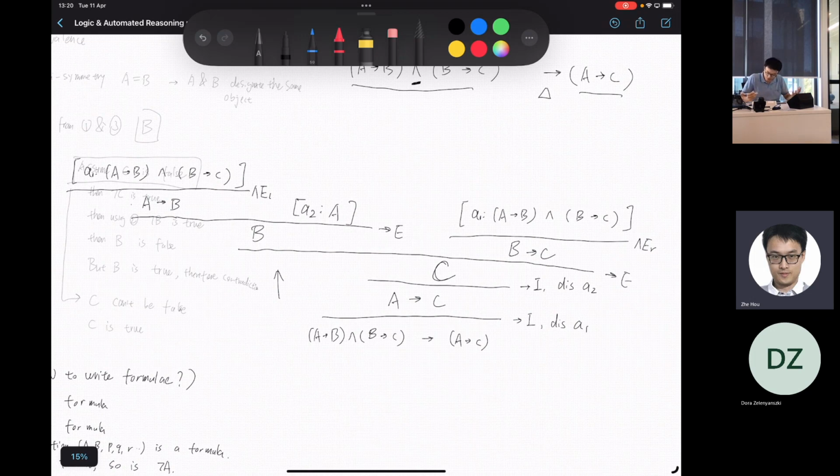So let's double check. We've got two assumptions. Here we discharge assumption A2, so that one is discharged. I'm going to draw a line on top of it to say it's discharged. Oh, sorry, so that's this one, A2. And then here we discharge A1, and we have two A1s, and both of them are discharged.